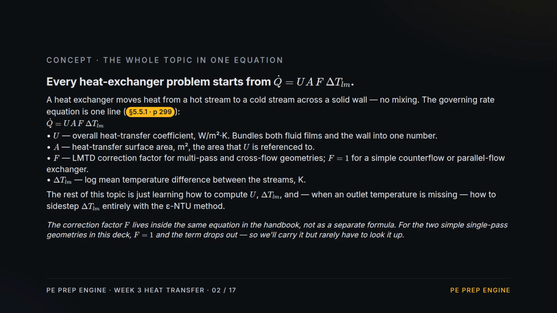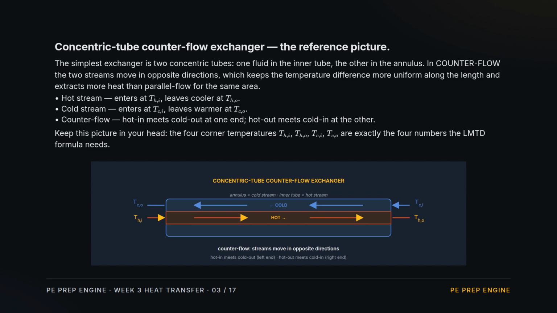F is the multipass and cross-flow correction, one for simple counter or parallel flow. Delta T LM is the log mean temperature difference. The rest of the topic is computing U and delta T LM, and, when an outlet is missing, sidestepping it with effectiveness NTU. The reference picture, a concentric tube counterflow exchanger.